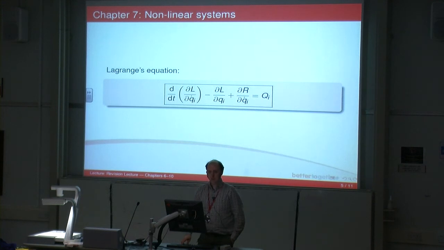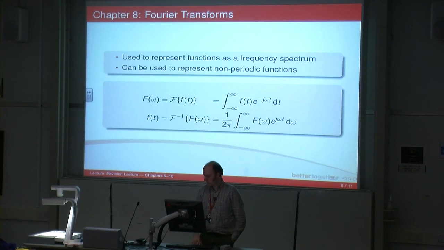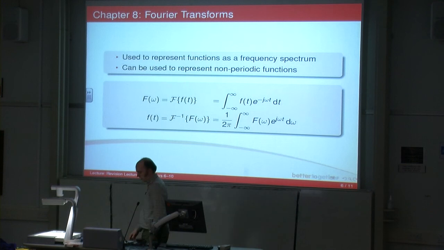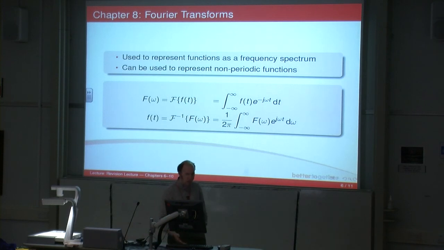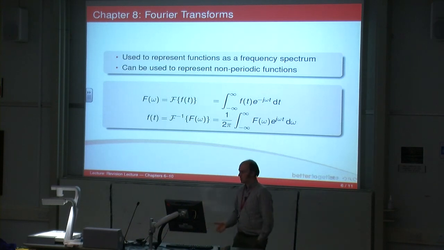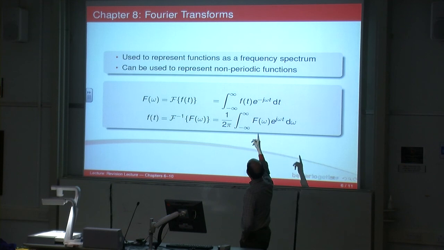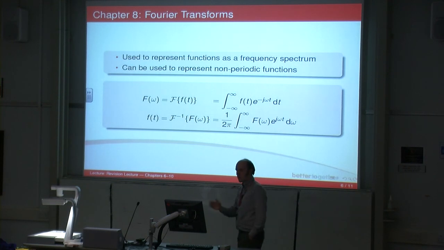So that's nonlinear systems. That's the end of book 1. Book 2, we spent a few weeks looking at Fourier transforms. A Fourier transform is simply a way to represent a function in the frequency domain, to represent a function as a frequency spectrum.